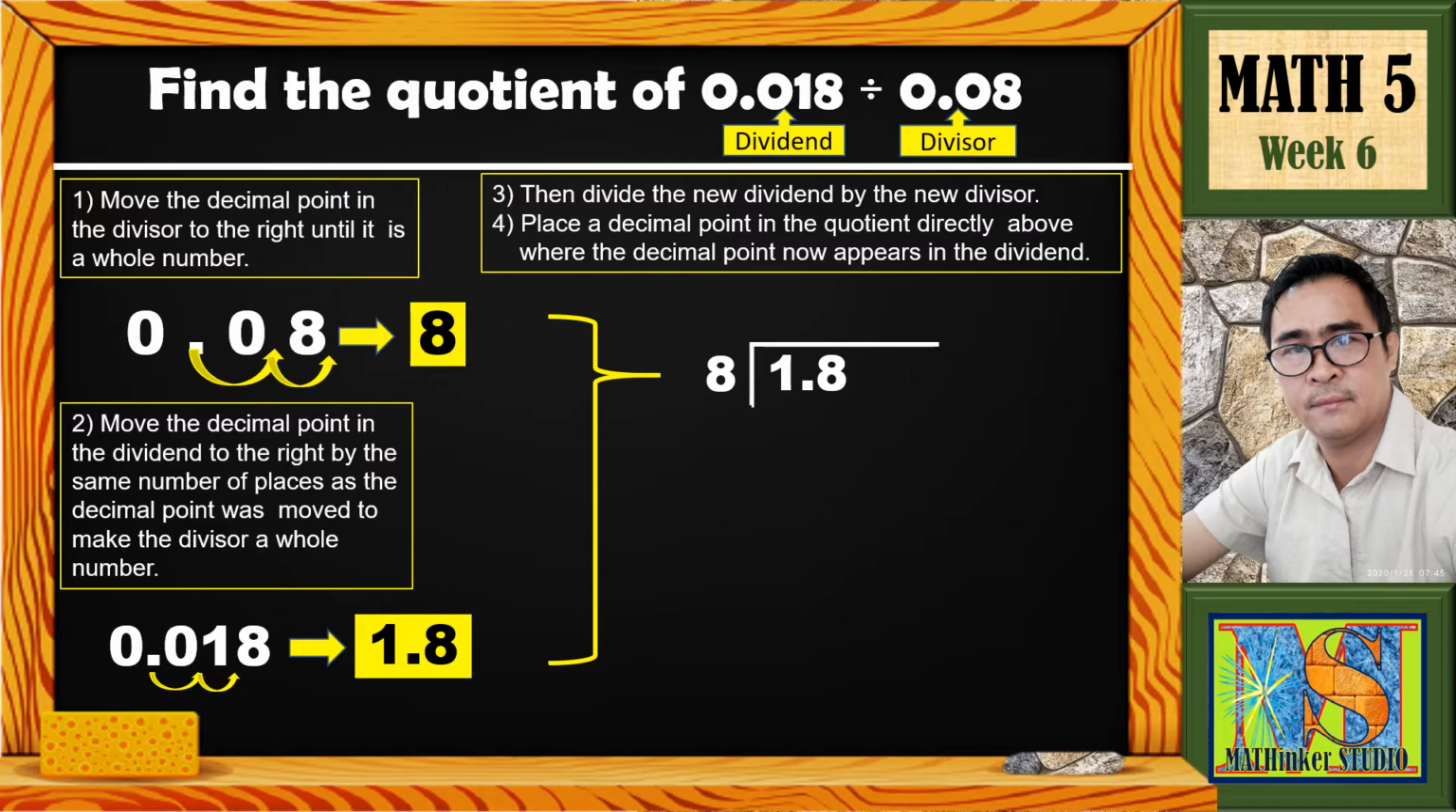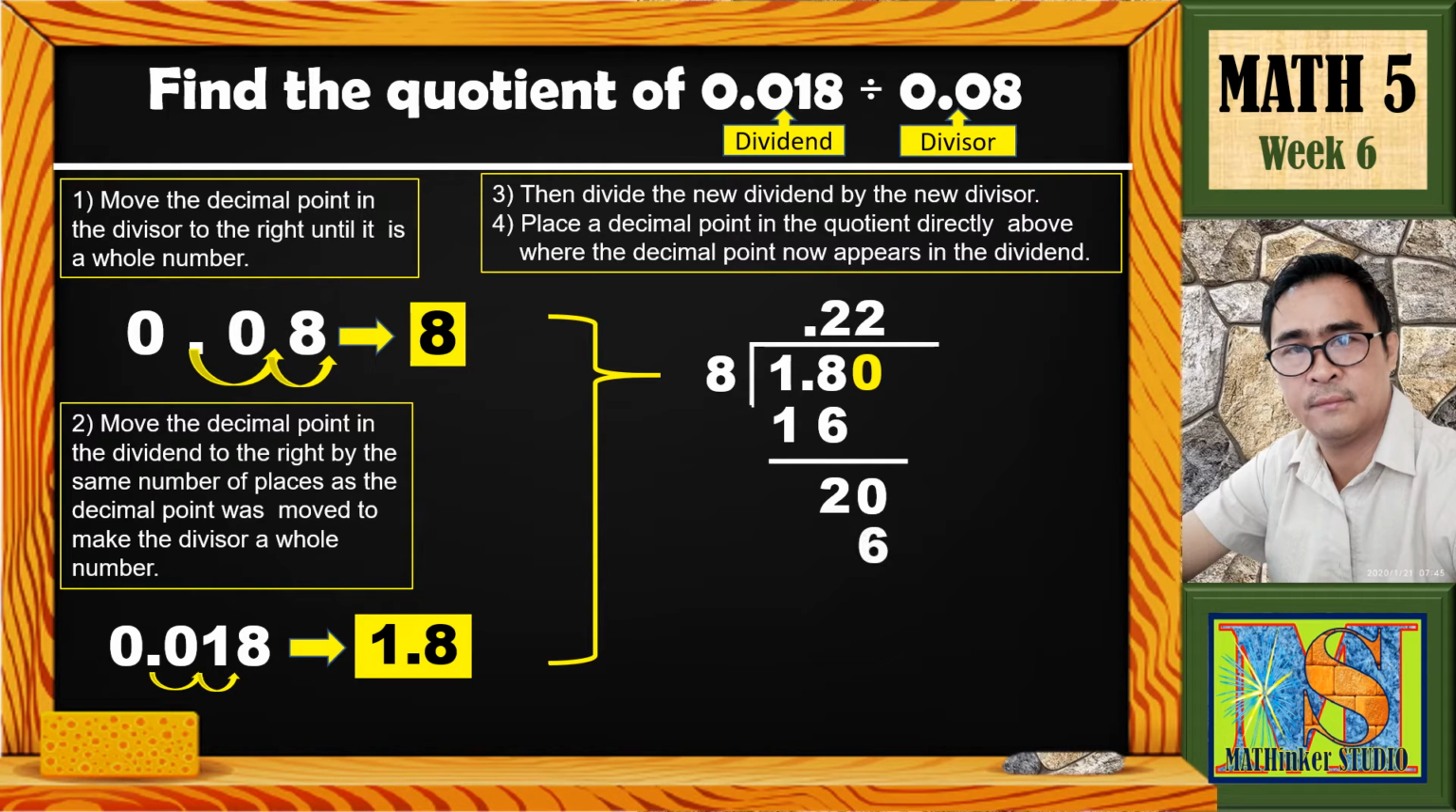Then, huwag kalimutan, ilagay na natin ang ating decimal point sa tapat ng decimal point sa ating dividend. Then, let us divide. So, 18 divided by 8 is equal to 2. So, 2 times 8 is equal to 16. Then, let us subtract 18 minus 16 is equal to 2. Dito, hindi tayo pwedeng huminto dahil hindi pa 0 ang difference nito. Anong gagawin natin? Magdagdag tayo ng 0 sa ating dividend. Okay? And then, ibababa natin. Then, ituloy lang natin ang division. So, 20 divided by 8 is equal to 2.